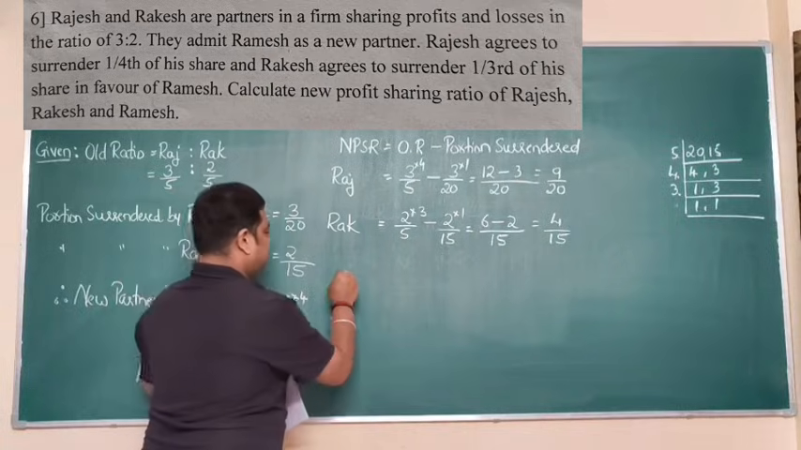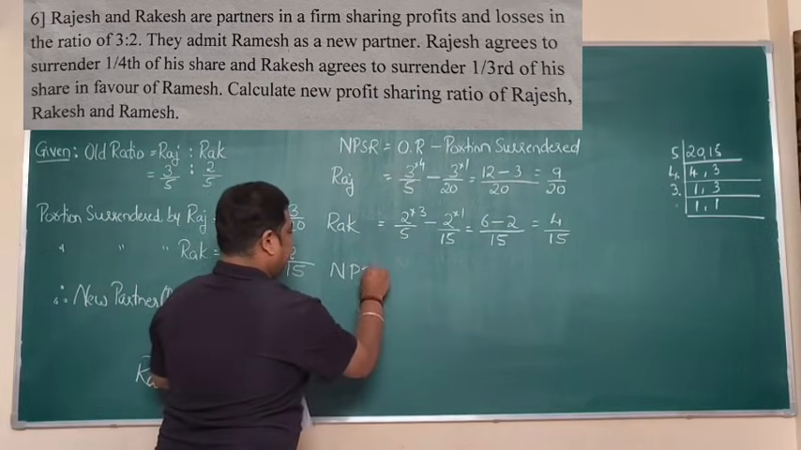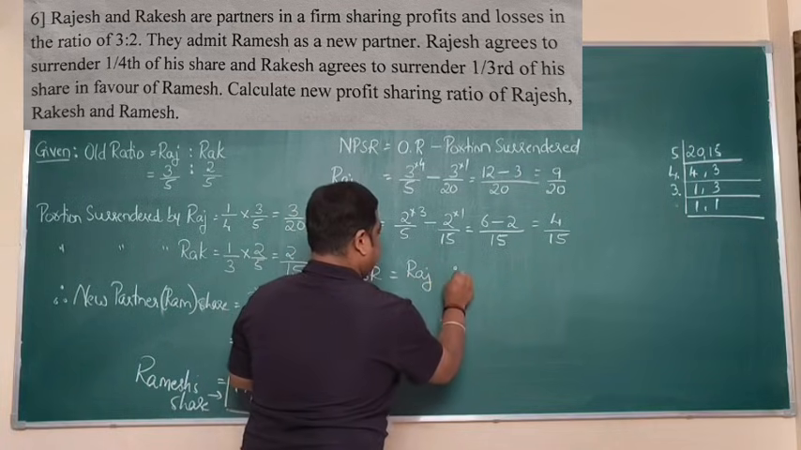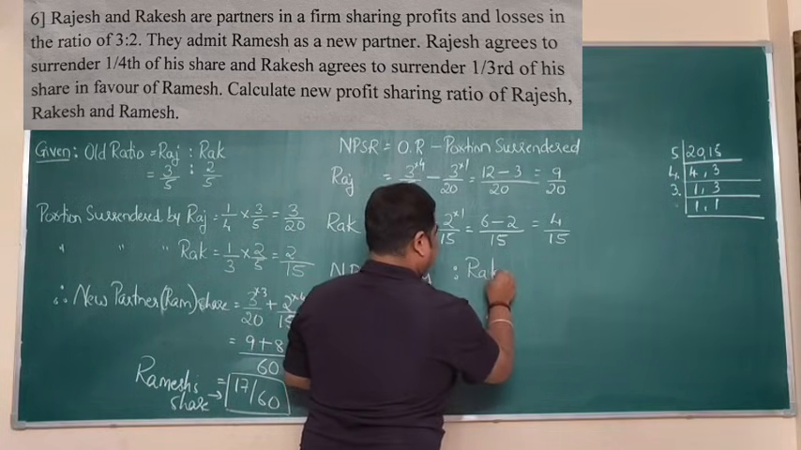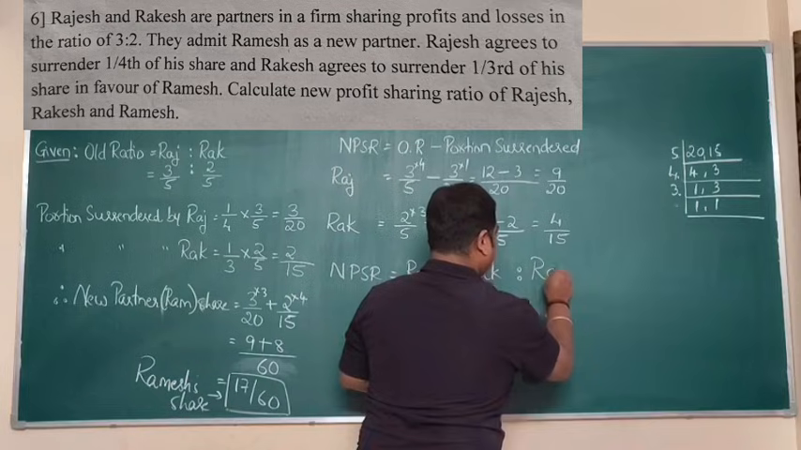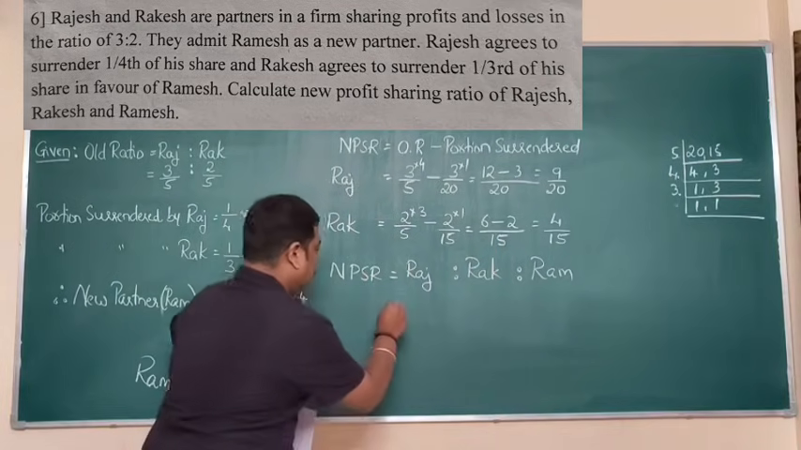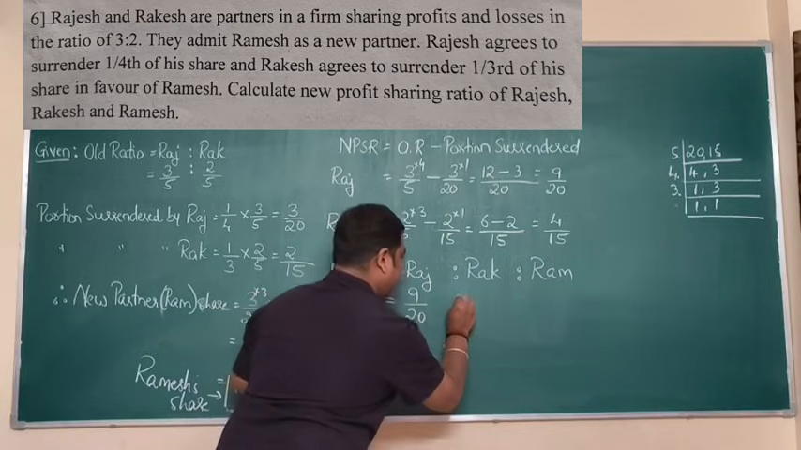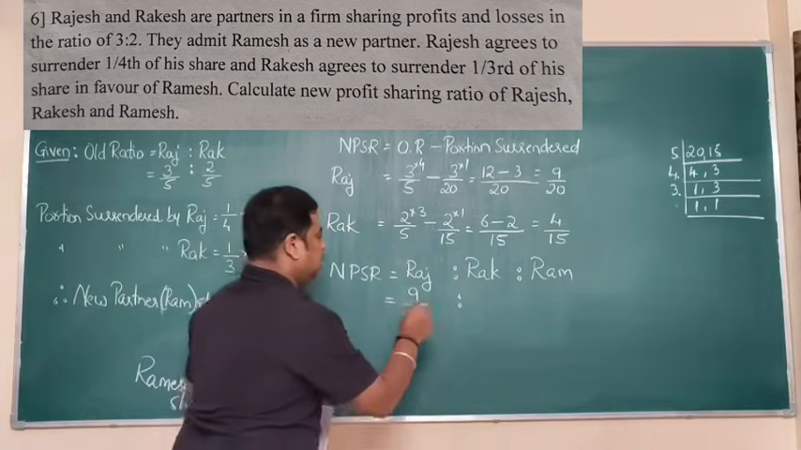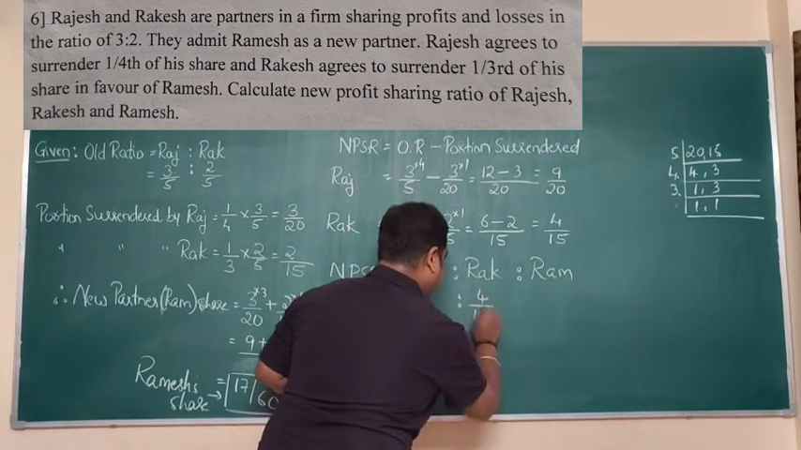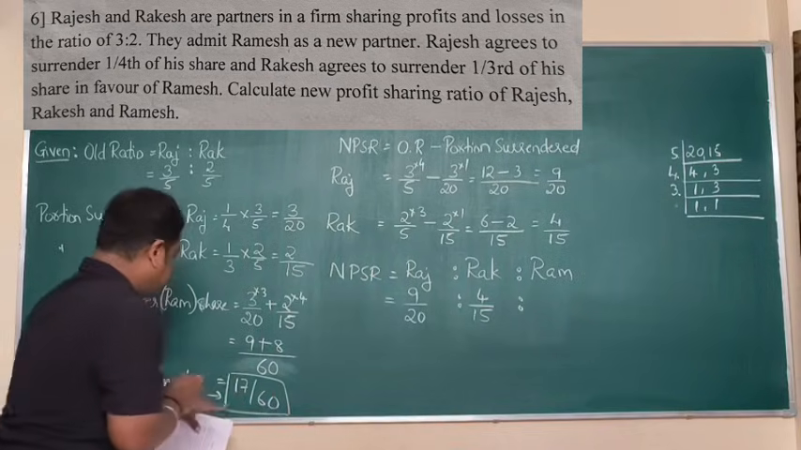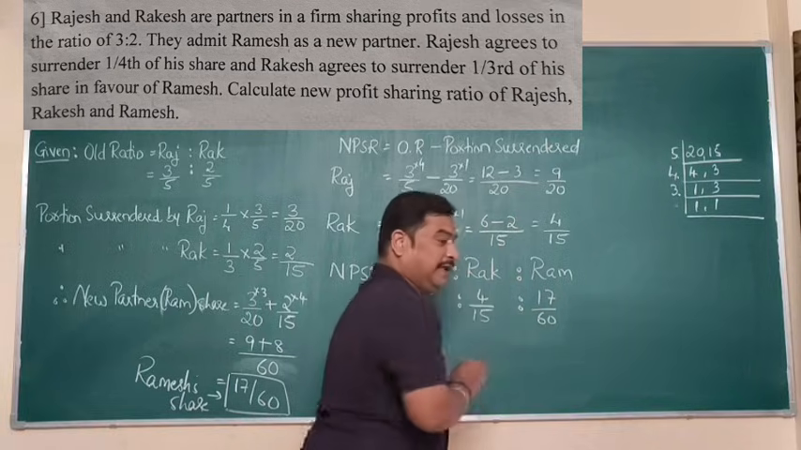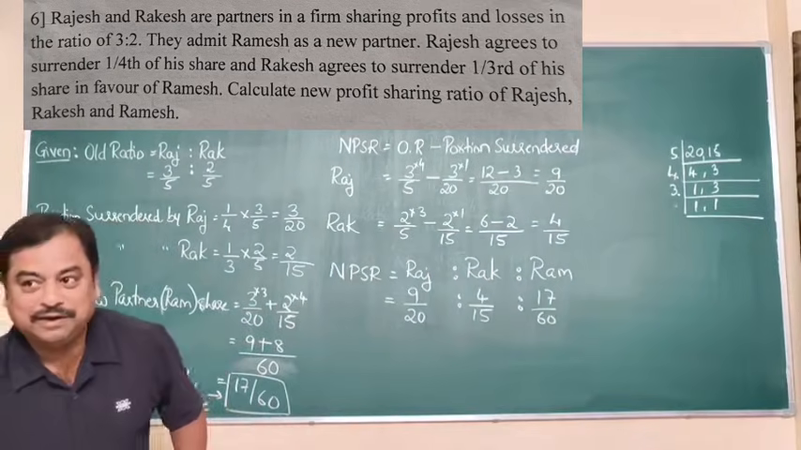Now the final presentation of the answer. NPSR is equal to Rajesh is to Rakesh is to Ramesh. What is Rajesh's new share? 9 by 20 is to Rakesh's share 4 by 15 is to Ramesh's share, it is 17 by 60. It is a very nice problem.